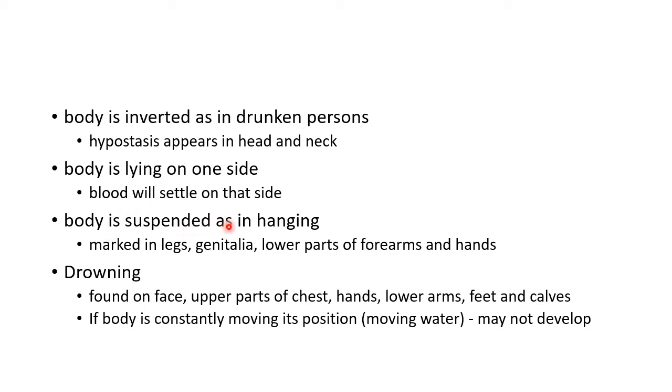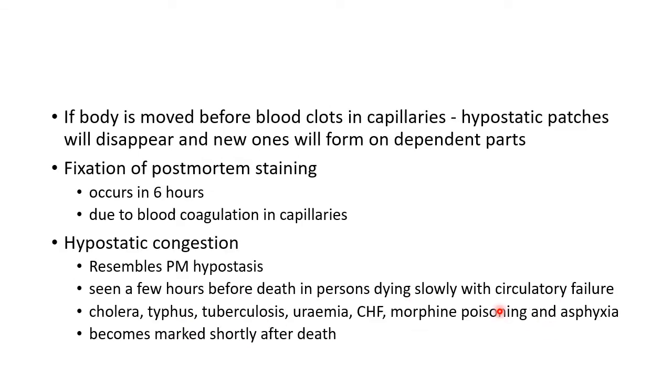When the body is suspended, as in hanging, postmortem staining will be marked in legs, genitalia, lower parts of forearms and hands. In case of drowning, postmortem staining is found on face, upper parts of chest, hands, lower arms, feet and calves. If the body is constantly moving its position, like in moving water, postmortem staining may not develop. If the body is moved before blood clots in capillaries, hypostatic patches will disappear and new ones will form on dependent parts after the body has been moved.